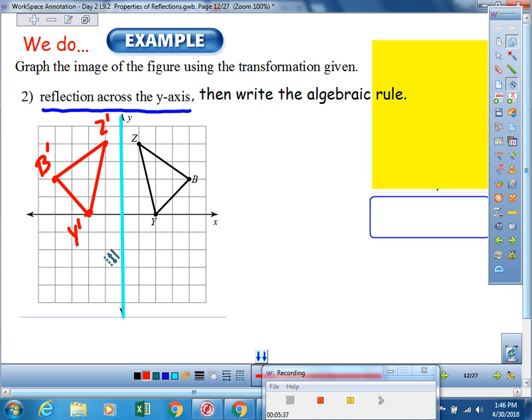And that's your reflection. It should still be the same shape, same size. It's just flipped. If you have parallel lines, you should still have parallel lines. If you have a horizontal or vertical line, you should still have a horizontal or vertical line. Okay? So that's reflection. Pretty straightforward, right?